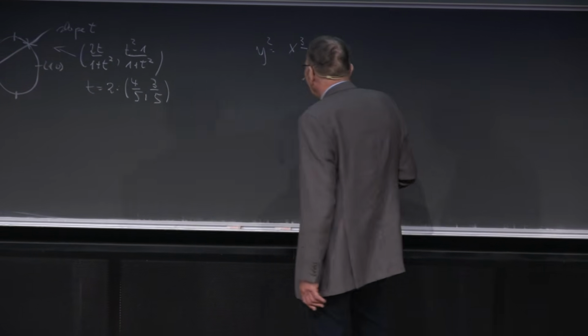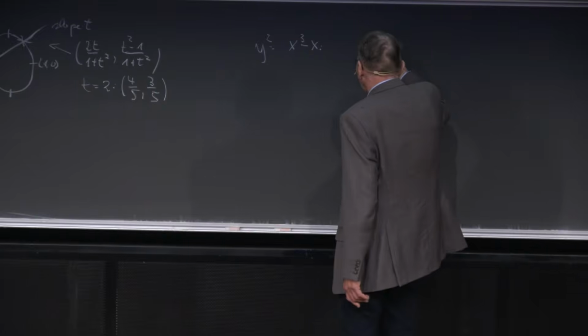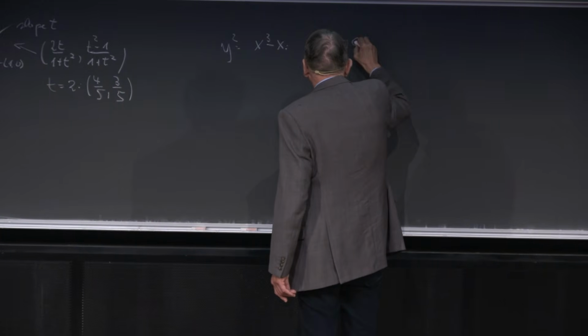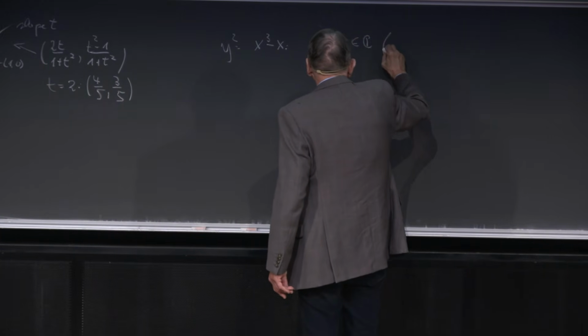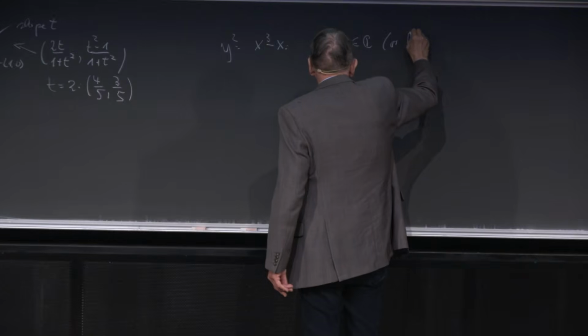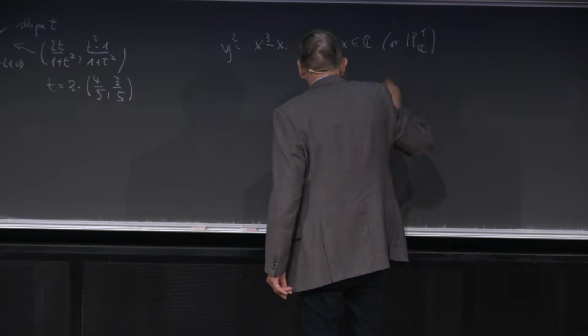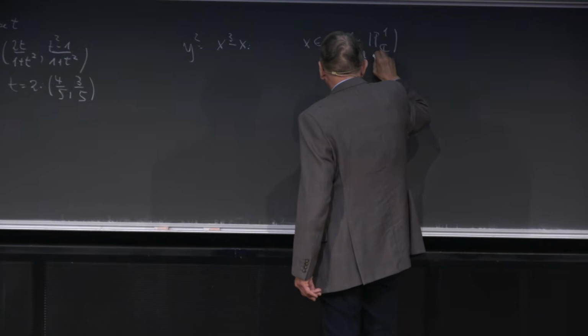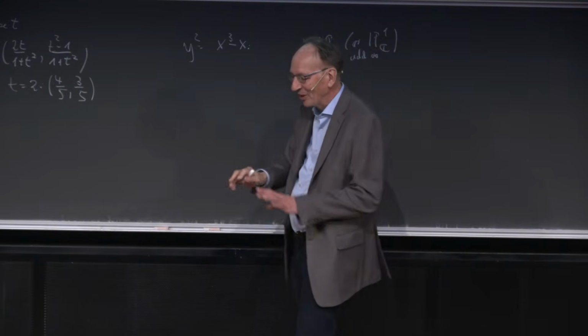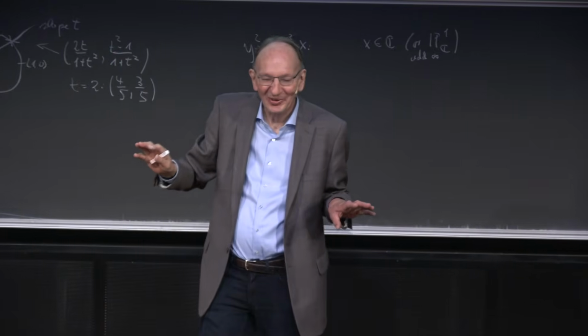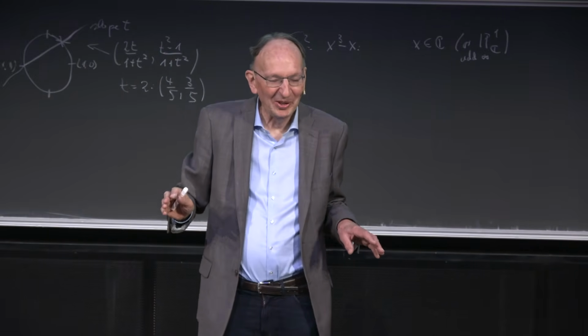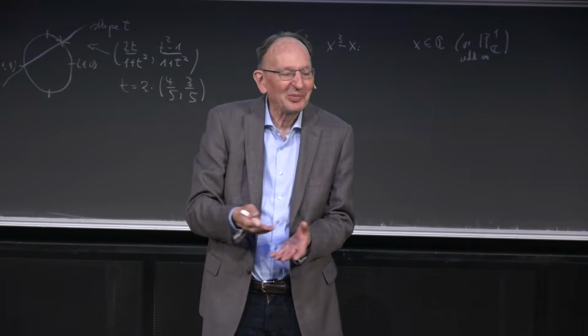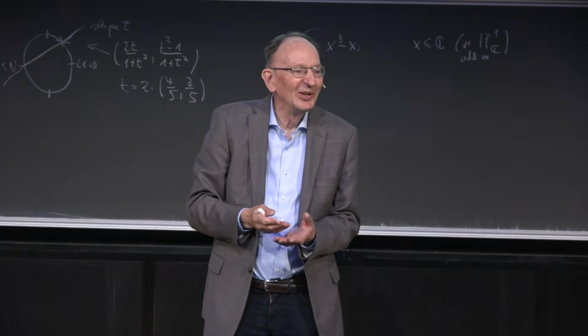Then, let's say x is in the complex plane, where you add a point at infinity. So the complex plane is just a plane, as the name shows, but if you add a point at infinity, it becomes a sphere.